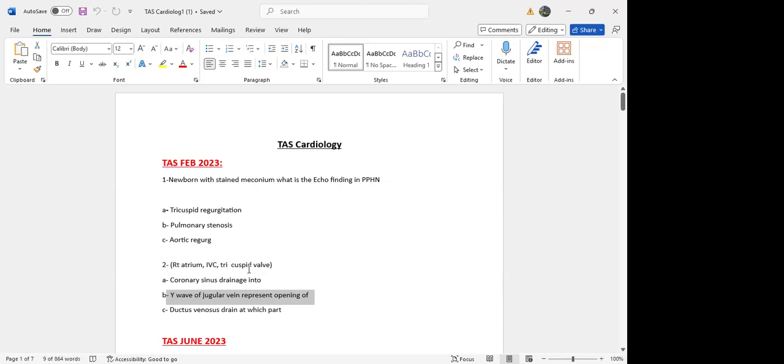SVT guideline, you have to read it after this lecture, and you just make the JVP waves, draw a diagram somewhere, either in your task case book, so that when you recall it during the exam, you know each of the waves. Okay, because they are asking.